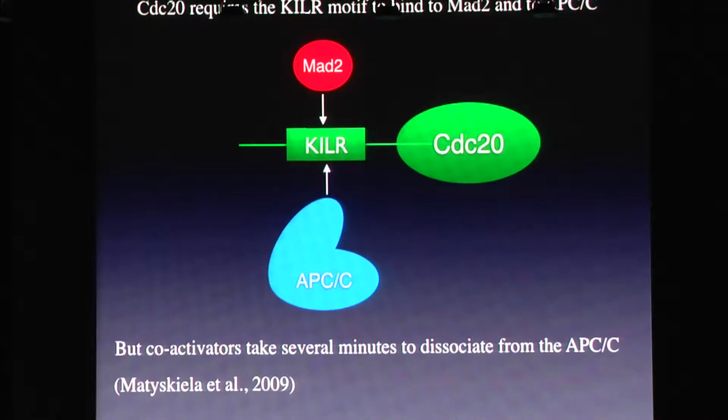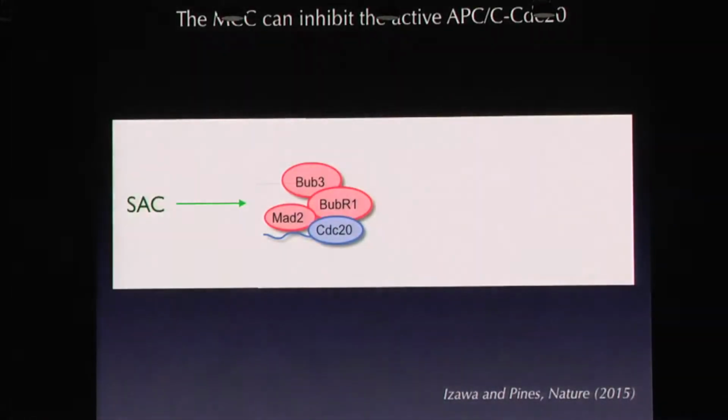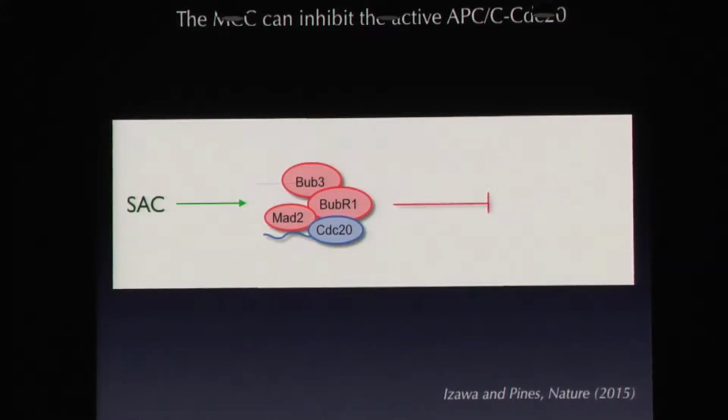And the answer is that it turns out that this checkpoint complex, the MCC, generated by unattached kinetochores, is itself an inhibitor of the active APC. And I'm showing you schematically now because it's a little confusing, because I'm going to be talking about two different CDC20s. There's the CDC20 sequestered to make the MCC, and then there's CDC20 that's bound and activating the APC. So how do we come to this conclusion?